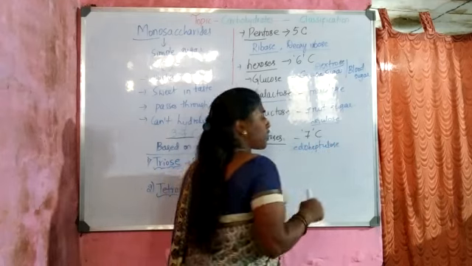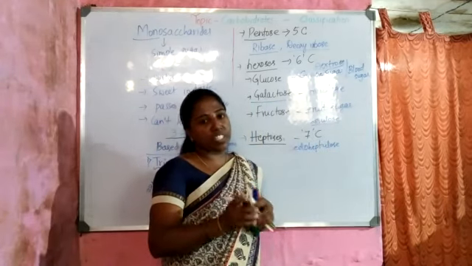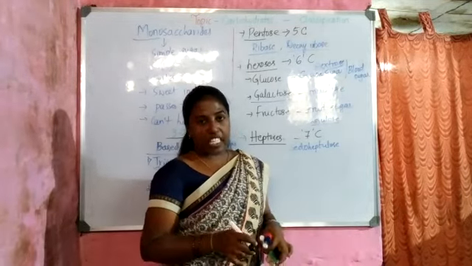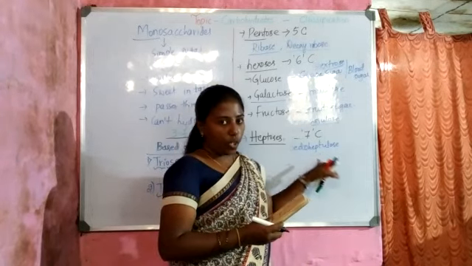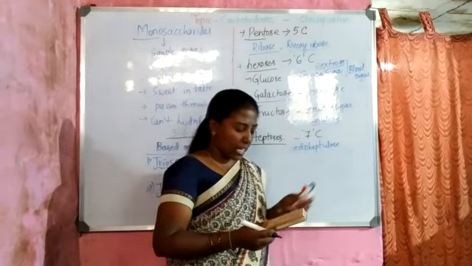Pseudoheptulose. Where can you find the pseudoheptulose? It is found in most fruits and vegetables. You can find the presence of pseudoheptulose, which is a 7-carbon compound. Okay, so this is regarding the classification of monosaccharides.